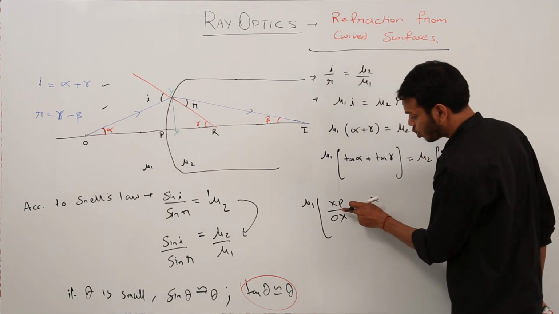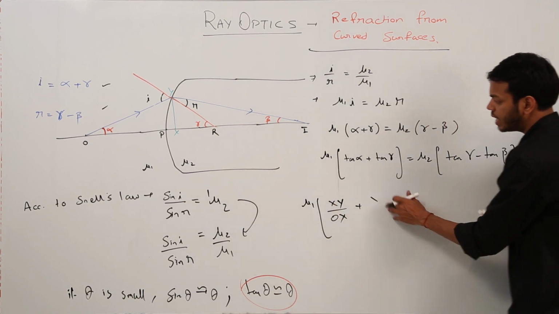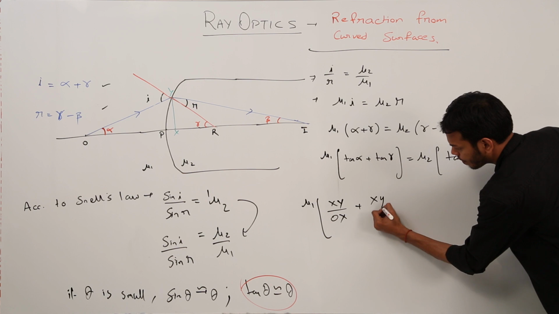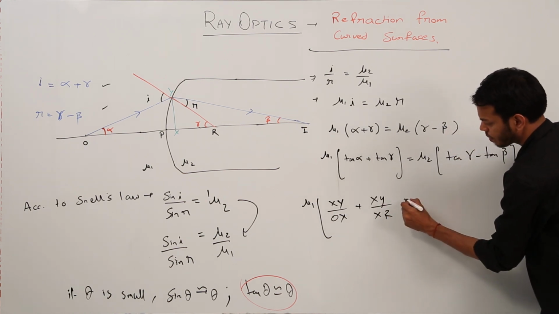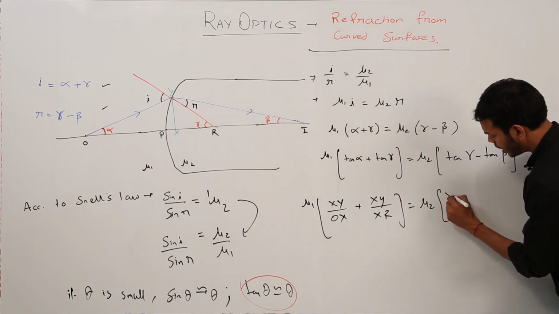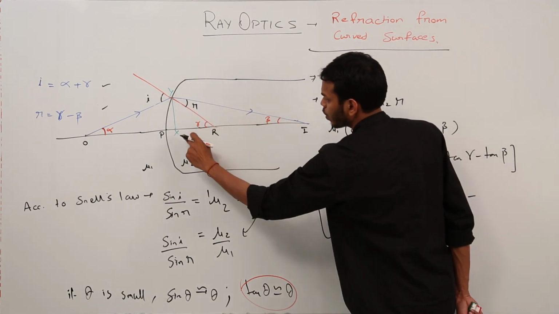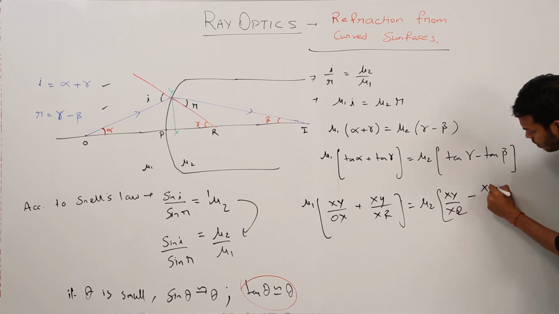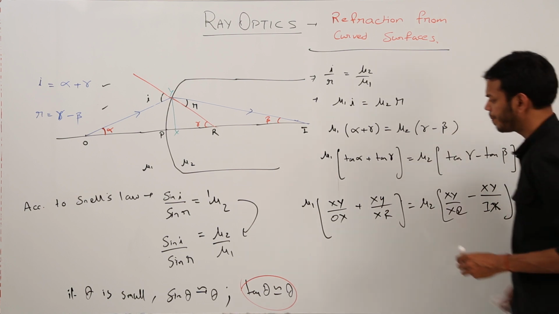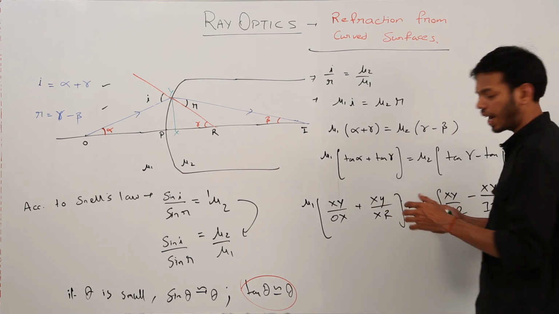Oh, now I get it. This is my very good handwriting. This was XY upon OX. Then tan gamma is XY upon XR. XY upon XR is equal to mu 2 over mu 1 times tan gamma, again XY upon XR, minus tan beta. Tan beta is this, that is XY upon XI. Okay, I'll go out of the frame many times. I have less space because I write big.